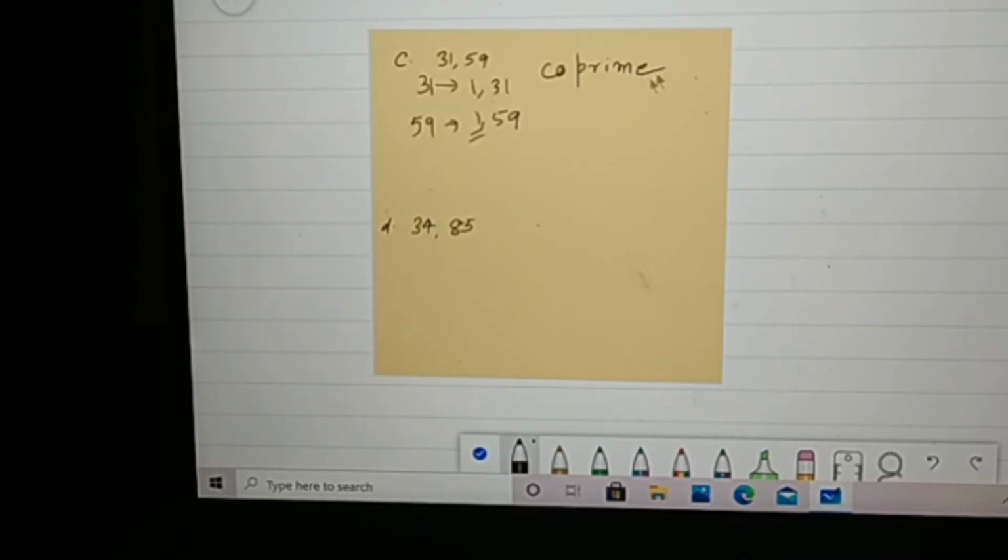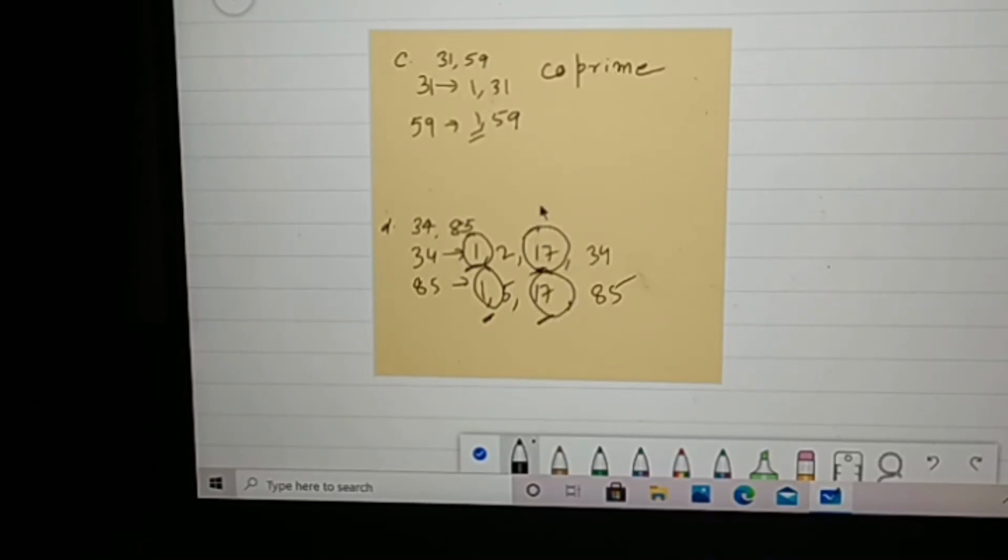Now we have 34 and 85. Let's check their common factors. So 34 has 1, 2, 17 and 34, and 85 has 1, 5, 17 and 85. So you can see 1 is a common factor here, and again 17 is a common factor. So it has more than one common factor, 1 and 17. So it is not co-prime.